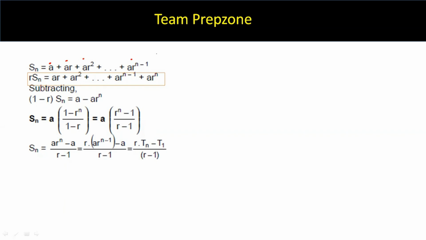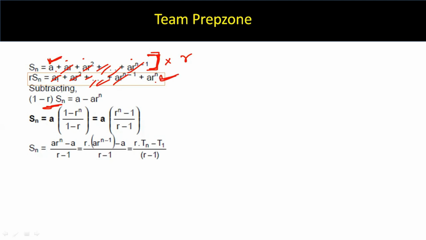Now I just multiply this entire series with the common ratio, that is r. So this will become r into sum of n terms. This will become ar. This will become ar square. This will become a into r to the power n, right? Now I just subtract these two equations. So I will get Sn minus r into Sn. I will take Sn common. Sn into 1 minus r. Now if you observe, these terms will just get cancelled. All of these terms will get cancelled. What you will be left with is the first term, that is a, and the last term, that is a into r to the power n.